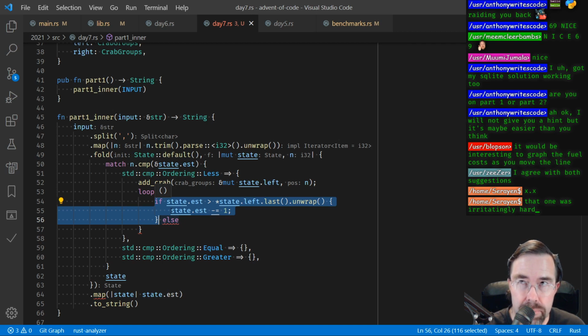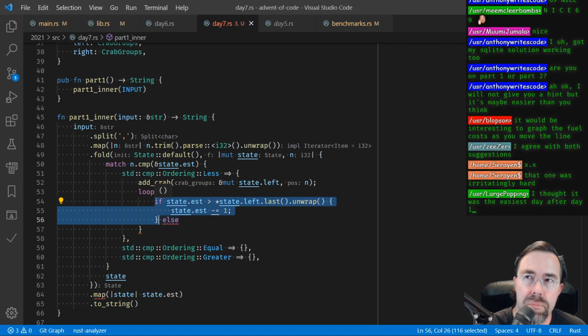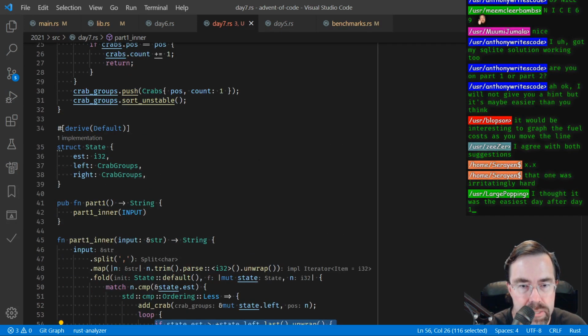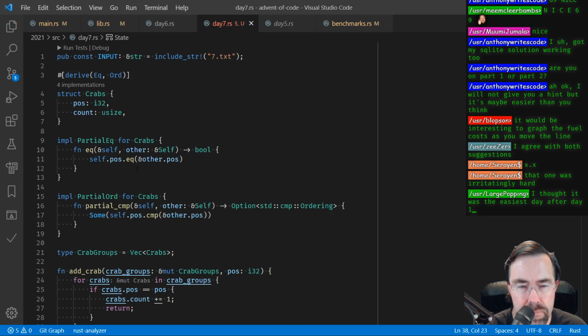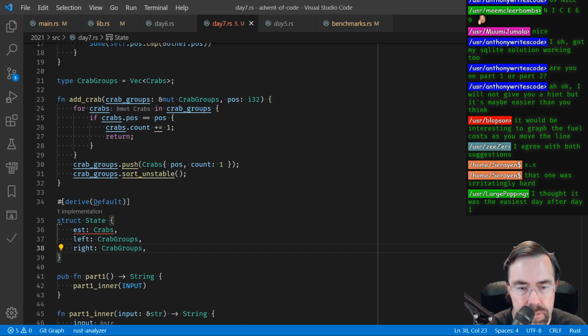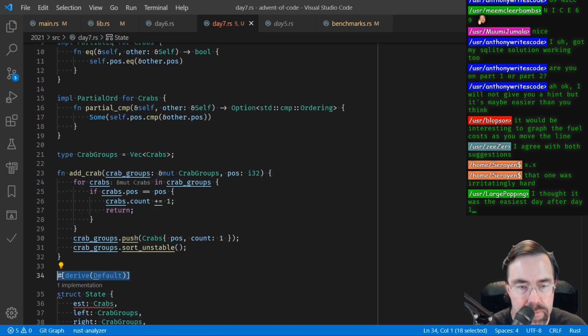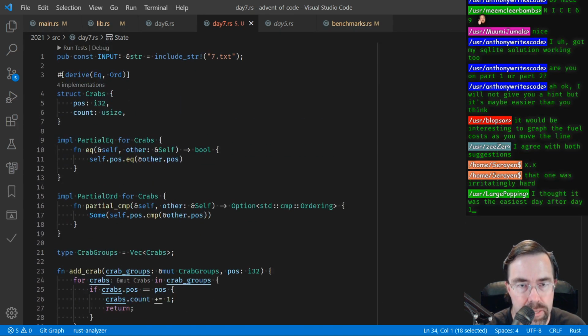We would always stop, and then we decide, do we move that group to the right, or actually, no, we need to have another group called the group that's on the estimate, don't we? I think we do. Yeah, I think I convinced myself that this is a crabs. And the default for crabs should be, I guess, 0, 0. To implement default, I guess I have to derive default for that. That's fine. We can do that. Implement default, please. Thank you, Rust.